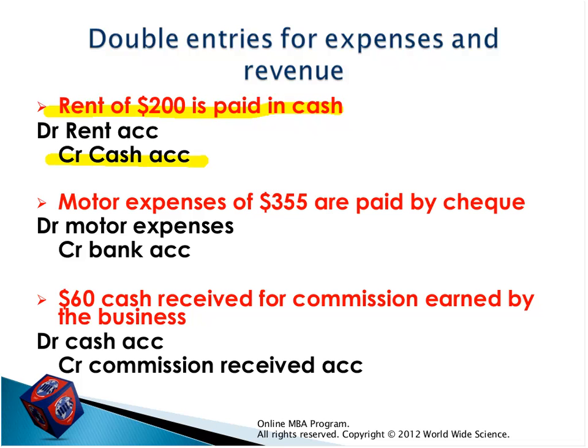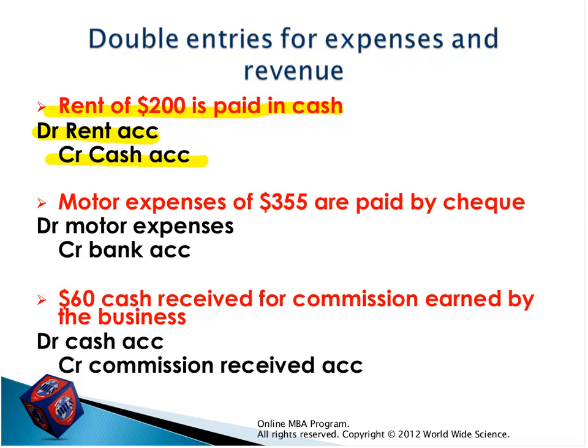Now we show that the rent is our expense. You remember the rent is an expense. So, to remind you about expenses: when is an expense being increased? We show it on the debit side, right? And we show on the debit side that the rent is being increased as an expense.